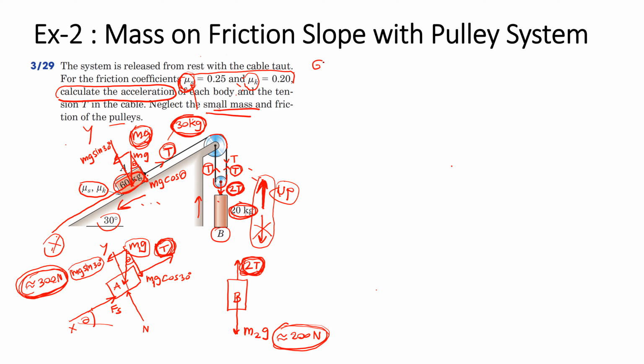So what does the problem give? The mass M1 of A equals 60 kilogram. The mass of B equals 20 kilogram. The static friction coefficient equals 0.25, and the kinetic friction coefficient equals 0.2. And they neglect the pulley mass and friction.